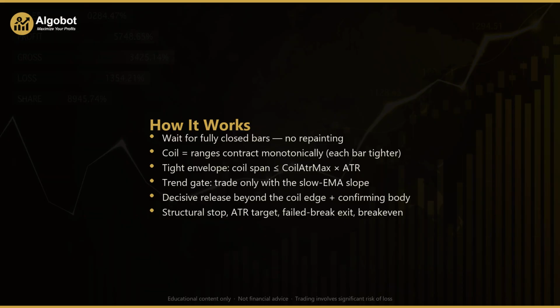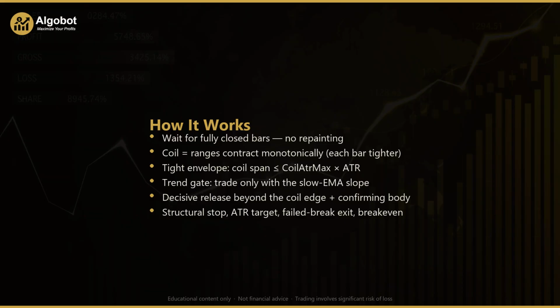Only when the coil, the tightness, the trend, and the decisive break all agree does the strategy signal an entry. Risk management is where this approach is most distinctive. The stop loss is structural. It's placed just past the opposite edge of the coil, plus a small buffer. Because the coil is tight by design, that stop sits close to the entry, keeping the risk on each trade small and well-defined. The take profit is set a fixed multiple of the average true range away, 3 times by default, giving a target that's several times the size of the risk.